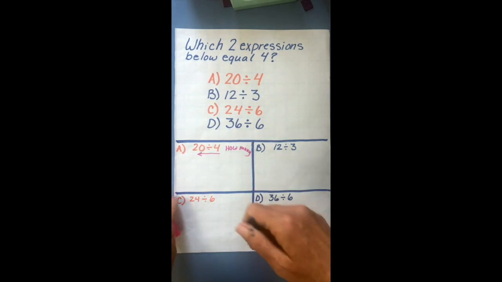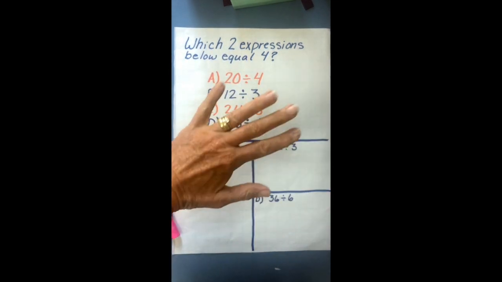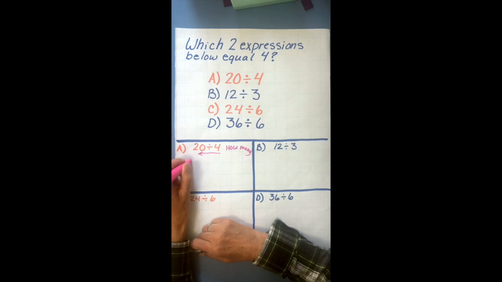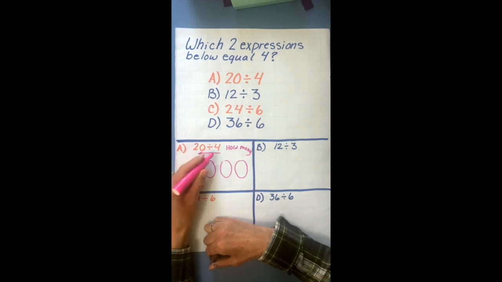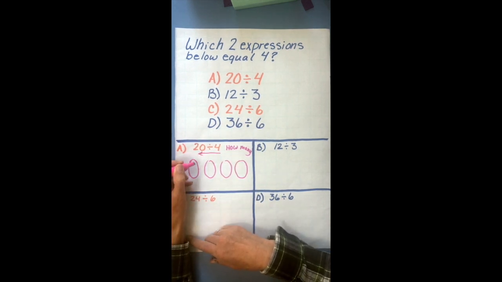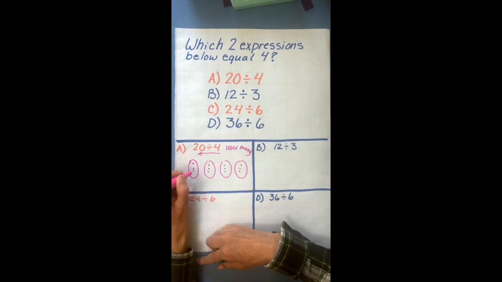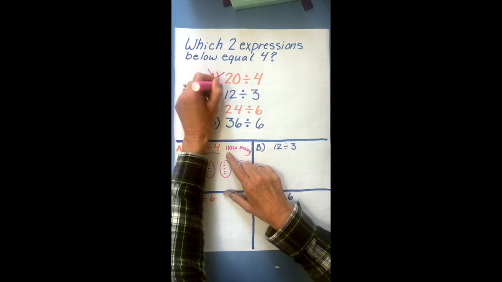So I'm going to skip count by 4s until I get to 20. 4, 8, 12, 16, 20. It looks like there are 5, right? Or I could have done it like this. There's 1, 2, 3, 4 groups, how many are in each group, and I would just count. It's 1 for you, 1 for me, until I get to 20. And again, I have 5. Well, that equals 5, so this one does not work.